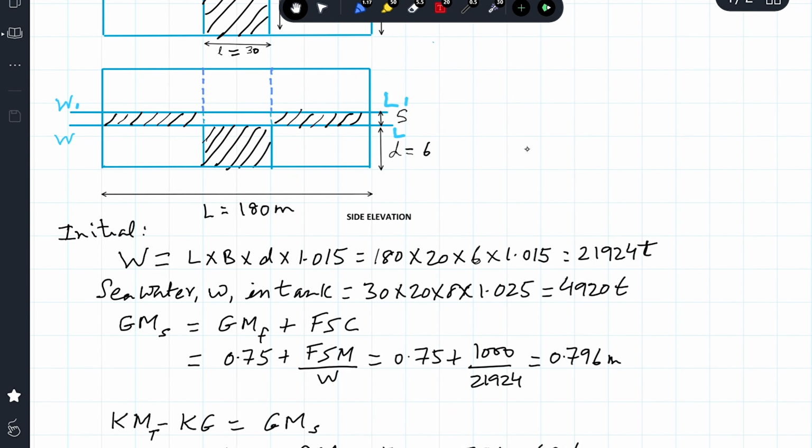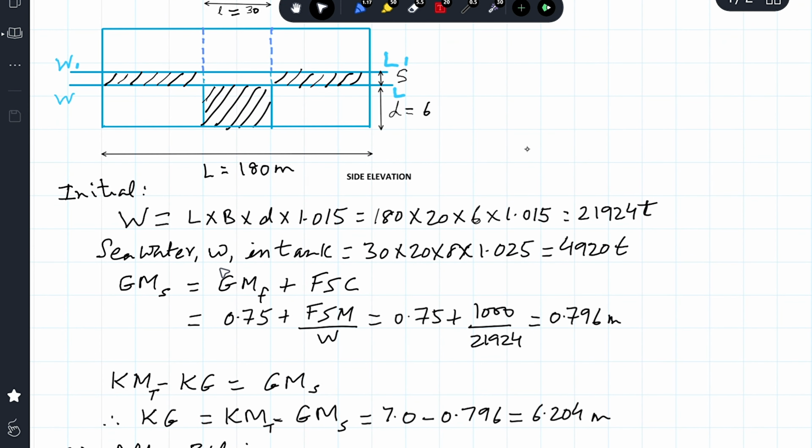Seawater means 1.025 will be the density. So length of the tank 30 meters, breadth of the tank 20 meters because it is extending across the full width of the vessel. So length of the tank into breadth of the tank multiplied by the sounding, 8 meters, because it's rectangular. This will give the volume of the water inside. Multiply by the density of seawater, which is 1.025. So we have 4,920 tons of seawater in this midship tank.